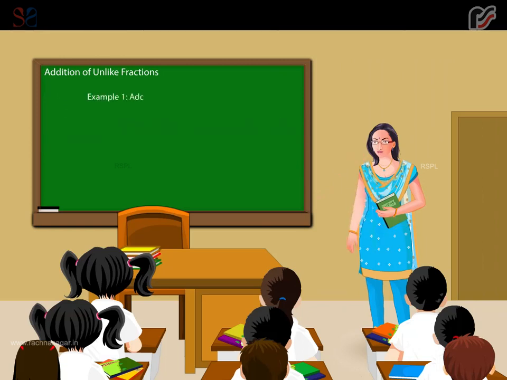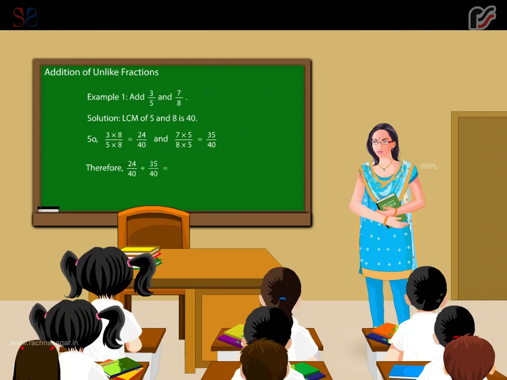Example 1. Add 3 by 5 and 7 by 8. LCM of 5 and 8 is 40. So 3 multiplied by 8 whole divided by 5 multiplied by 8 is equal to 24 by 40, and 7 multiplied by 5 whole divided by 8 multiplied by 5 is equal to 35 by 40. Therefore, 24 by 40 plus 35 by 40 is equal to 24 plus 35 divided by 40, is equal to 59 by 40, is equal to 1, 19 by 40.